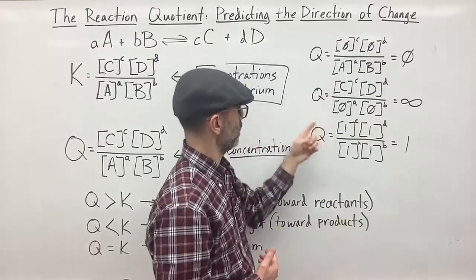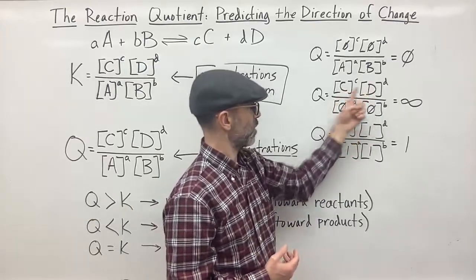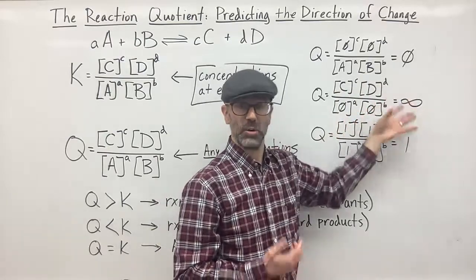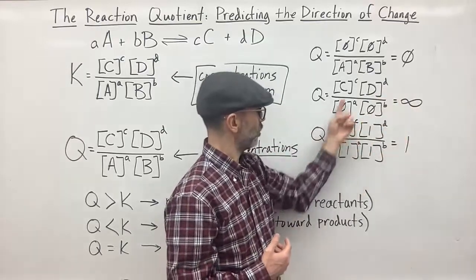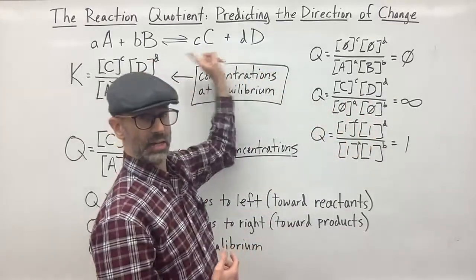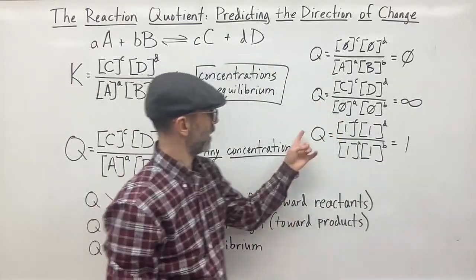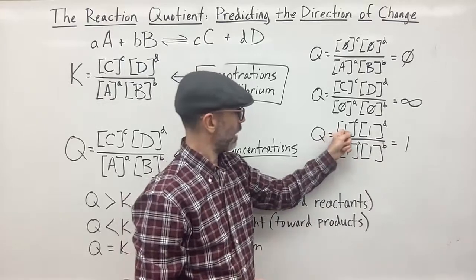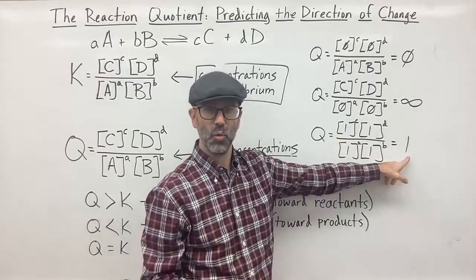That's one extreme. The other extreme is if you don't have any reactants but you have products. Then this is infinite, and Q is going to be bigger than your K. So it's going to have to decrease that, and it's going to go in the direction of creating reactant. These are just two extremes. And for the third one, what if all of your concentrations are 1 molar? If you put 1 in for everything, you end up getting Q equal to 1.